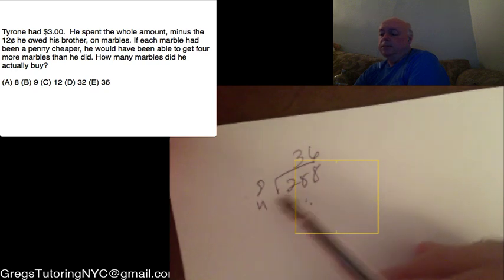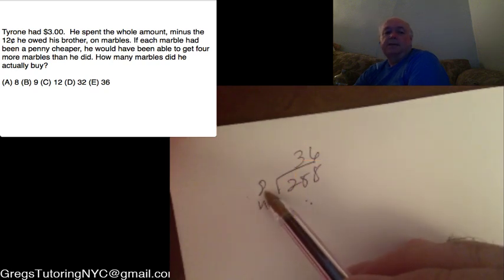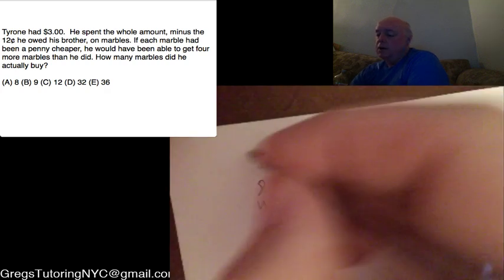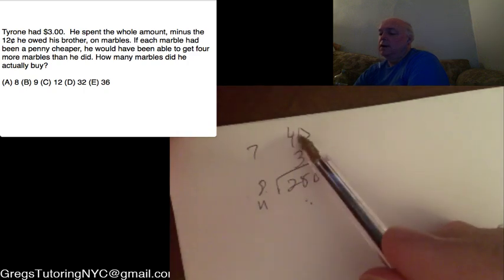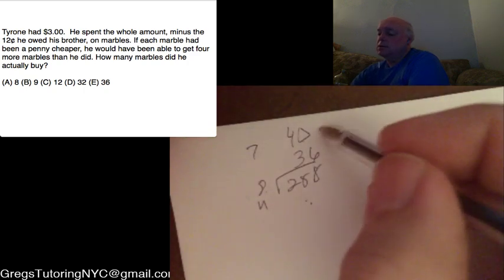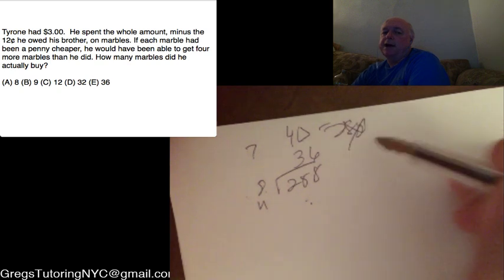So the question is then, how many marbles did he actually buy? If that's it, then it says if a marble had been a penny cheaper, which is 7, would it end up being 4 more? We know that's not the case because that's equal to 280. So that kicks out. That doesn't work.